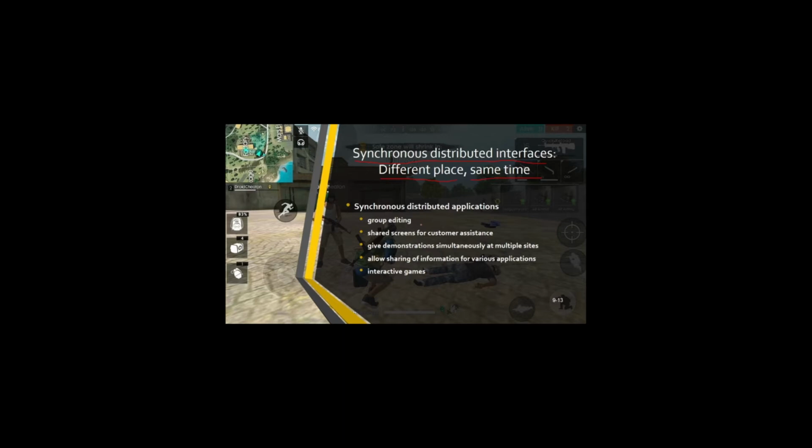On top of that, synchronous distributed applications also allow us to do group editing, share screens for customer assistance, for example, give demonstrations simultaneously at multiple sites, and allow sharing of information for various applications. And I think most of us know this. We play games interactively using synchronous distributed applications, and distance between participants that live apart is no longer an issue.